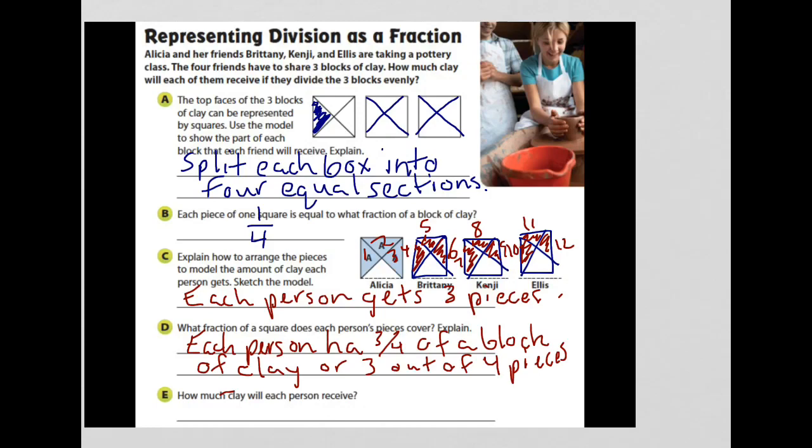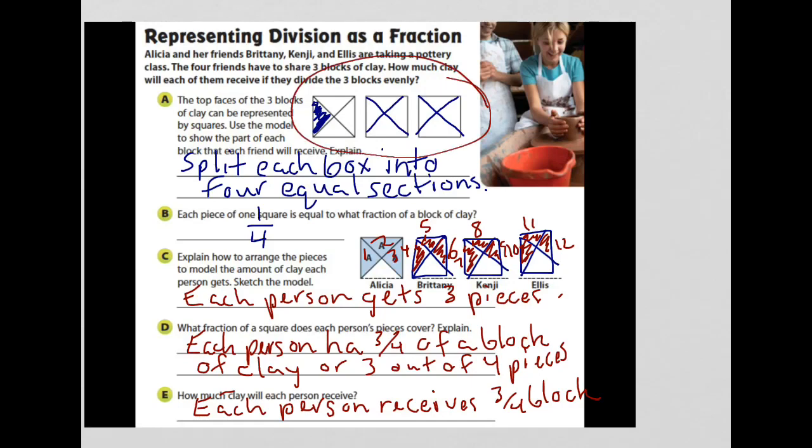How much clay will each person receive? Each person receives 3/4 block. Because I can see if I split these equally, each person gets 3 out of 4, and that totals 12, which up here at the top, I know that there's going to be 12 pieces. And that is my answer.